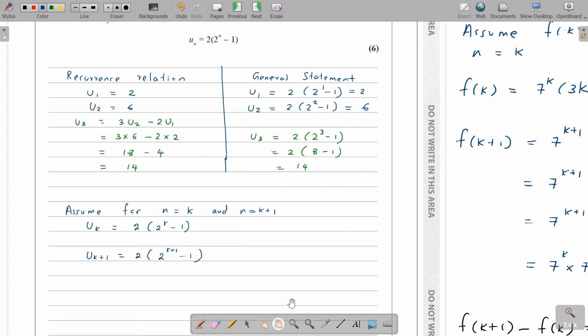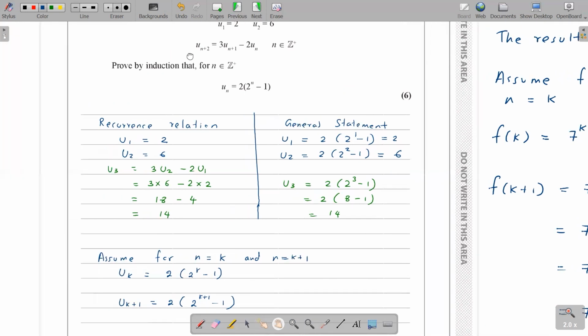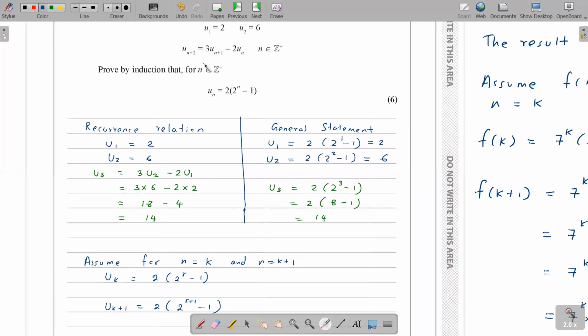Okay, and now what do we do? Now we are going to get the next term. Who is the next term? The k plus 2 term. We are going to get the k plus 2 term from the recurrence formula, and we have to show that the k plus 2 term from the recurrence formula will match the k plus 2 term from the general statement.